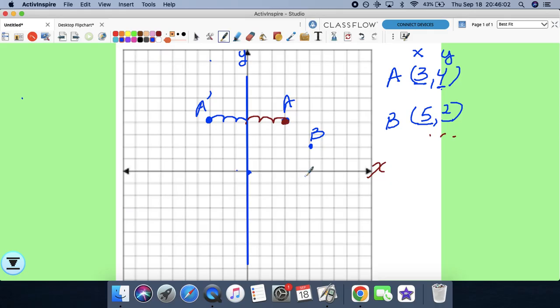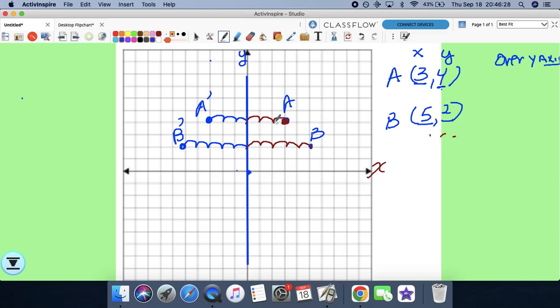Let's look at B. Where's B? If you count, B is 1, 2, 3, 4, 5. And where's B prime on the other side? B prime would be 1, 2, 3, 4, 5, and that's where B prime is. But now I need you to notice one thing. This is a reflection over the y-axis.